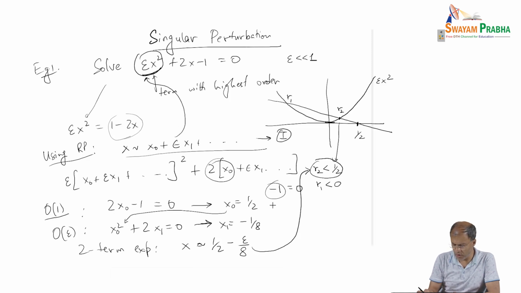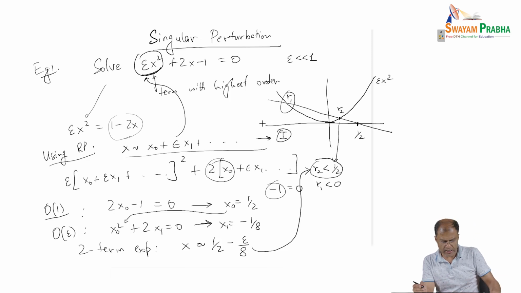But what happened to root number 1? It turns out that the regular perturbation was able to successfully identify one root, which is the finite root, or the root which is close to half. The other root, which is escaping to negative infinity, is not captured by the regular perturbation. So to find the other root, we have to use the method of singular perturbation, and let us see how to apply that.